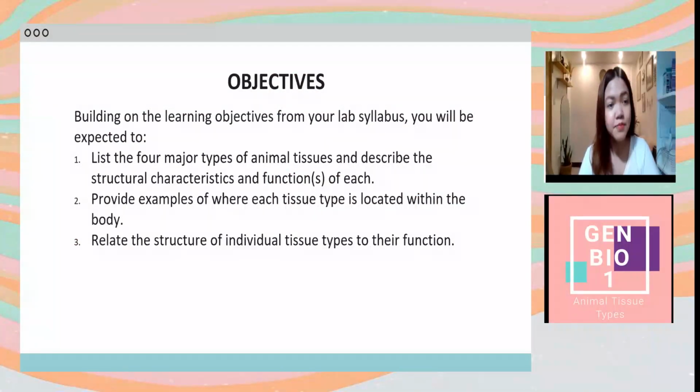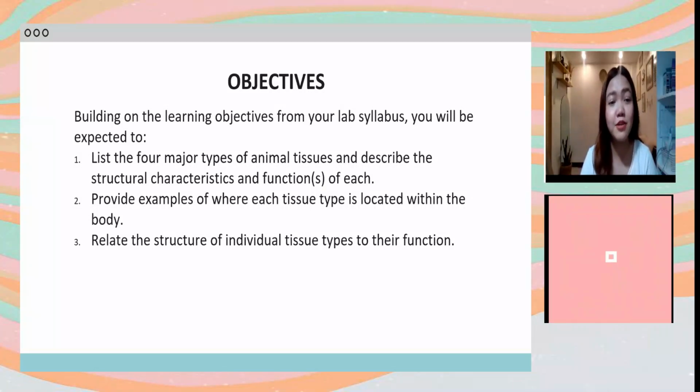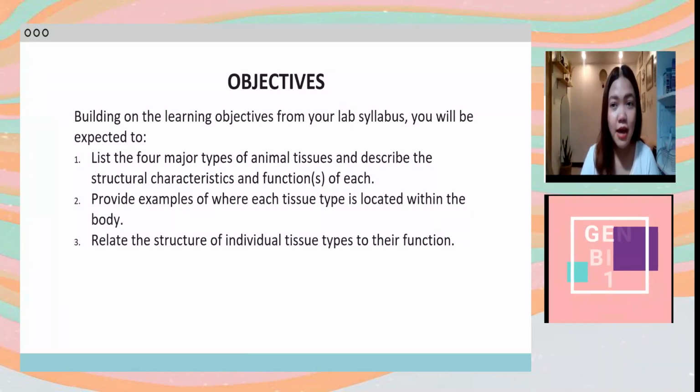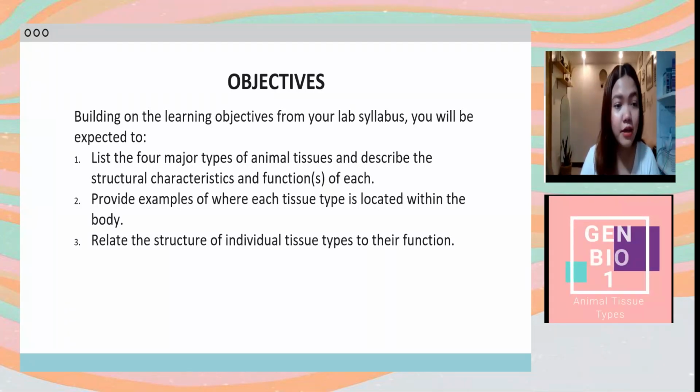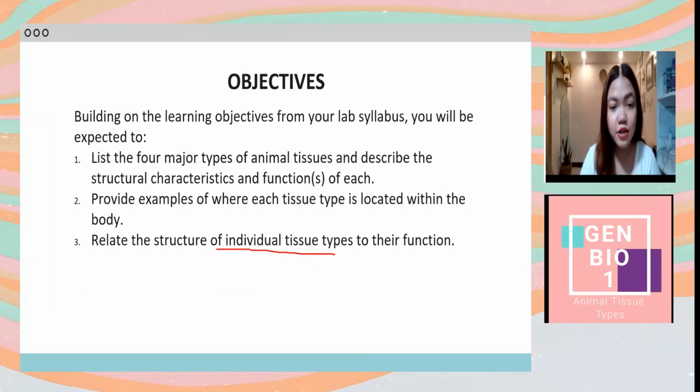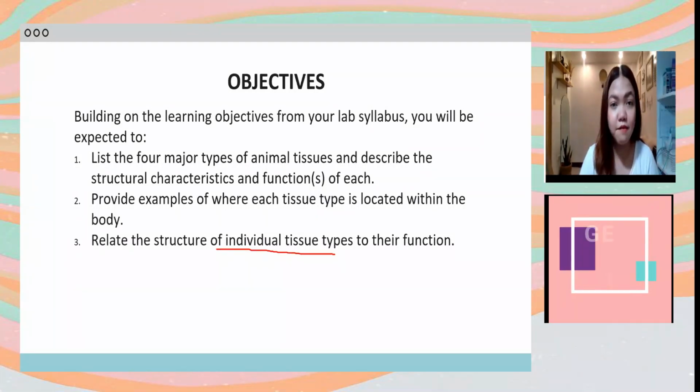Okay, so the objective for today's lesson is for you to know the 4 major types of animal tissue, and of course, you need to describe them, provide examples of where each tissue type is located within the body, and relate the structure of individual tissue types to their function.